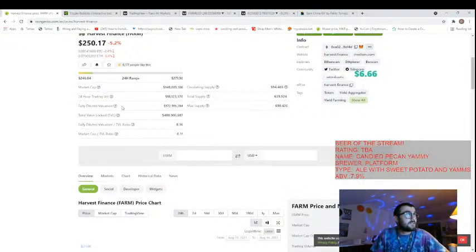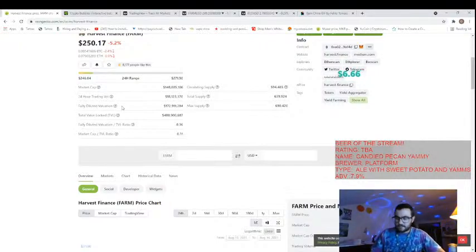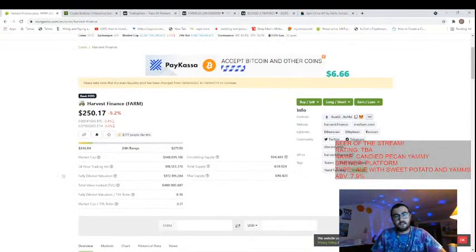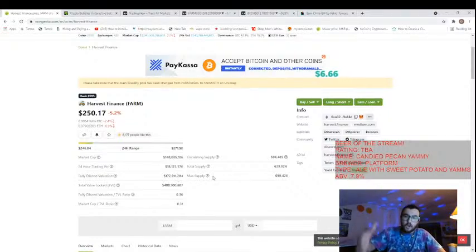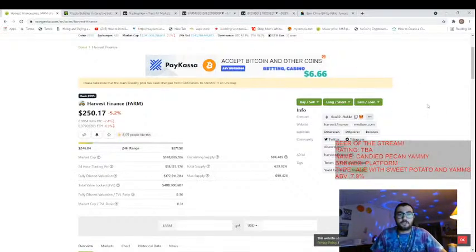But so anyways, we are going to talk about how to add this token to your wallet, this farm token. I had to do it the other day. It was pretty easy, and it's kind of cool because as you grow and learn about the crypto market, you'll be able to do things that other people just cannot do.